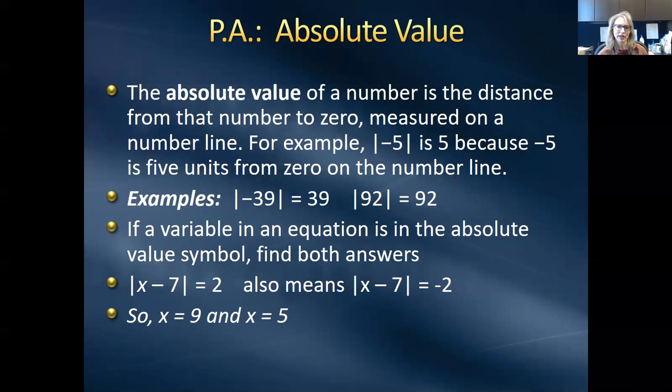All right, absolute value is just the distance that a number is from 0 on the number line. So the absolute value of -5 is 5, and the absolute value of 5 is 5. They're both 5 units away from 0 on the number line.